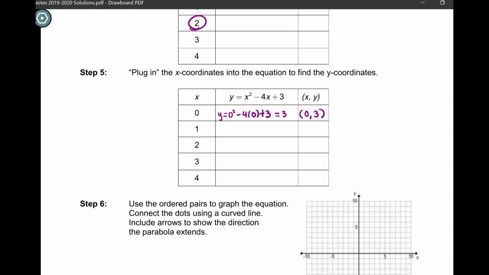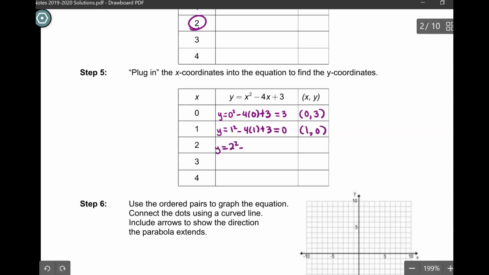Next, we're going to plug in 1. So we have 1 squared minus 4 times 1 plus 3. And you can use your calculator if you need to here. But this one, let's see. So 1 minus 4 plus 3 is what we have. So that's going to just give us 0. So that's going to be the point 1 comma 0.